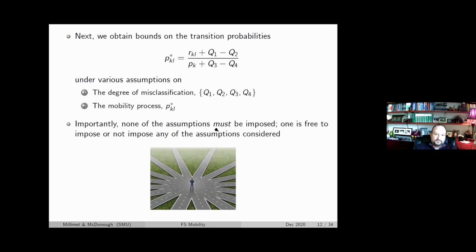All right. So I just want to think about, given that I don't know these Qs, I want to derive bounds on P star. All right. And I can derive those bounds by making some assumptions on the degree and the nature of misclassification, and that'll put bounds on these Qs, and that'll give me bounds. And then I can also think about assumptions that I might entertain on the P stars themselves and see if I can use those sort of assumptions to further tighten the bounds. And like I said, importantly, none of the assumptions have to be imposed. You can take it or leave it.